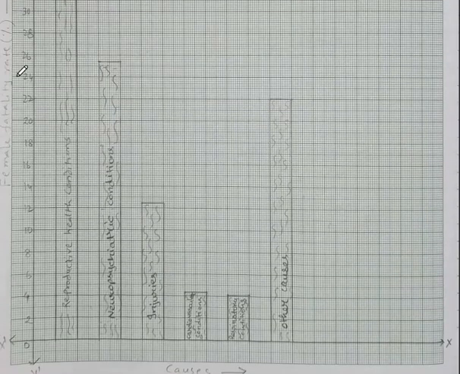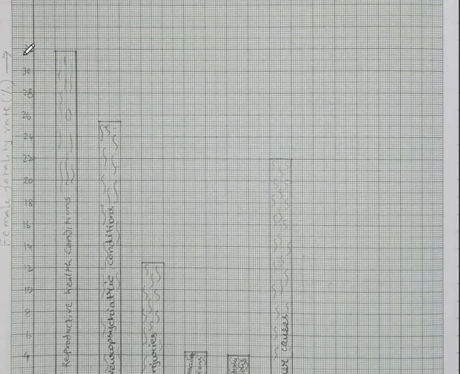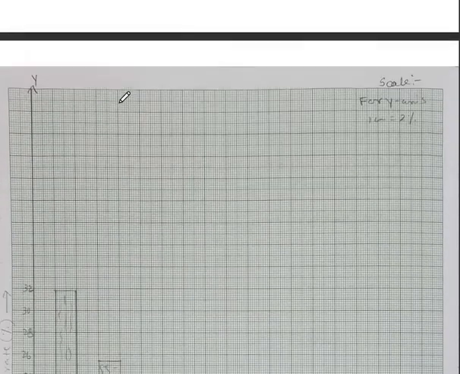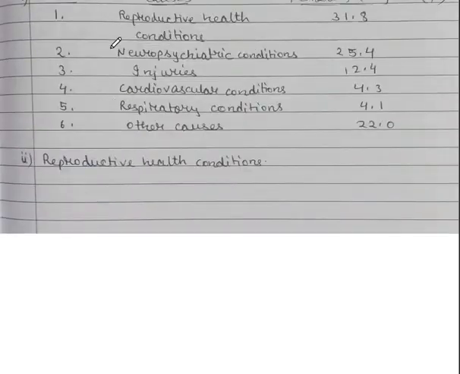Here the first heading was causes. Here you have to write causes, arrow. And on this side, female fertility rate, inside the bracket percentage, arrow. Look at the question once. Total 6 components are there and corresponding numbers are there.